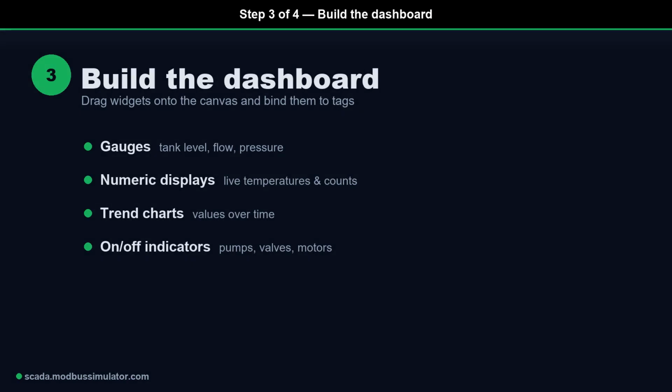Step 3. Build the dashboard. Drag a gauge onto the canvas and bind it to your tank level tag. Drop a numeric display for temperature, a trend chart for pressure, an on-off indicator for a pump. Arrange them the way an operator thinks. This is your live plant view, and it updates in real time as the PLC values change.